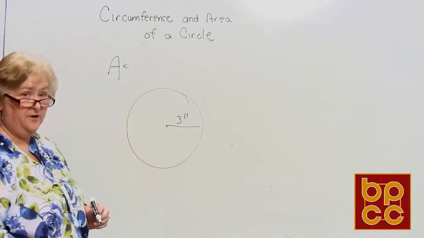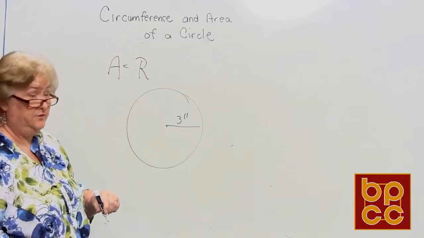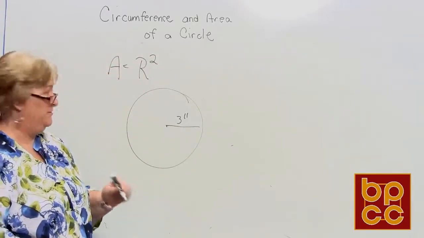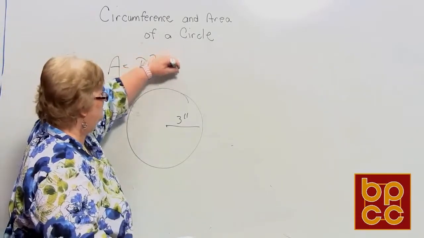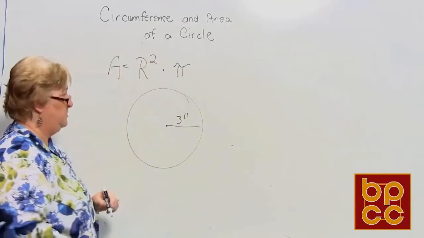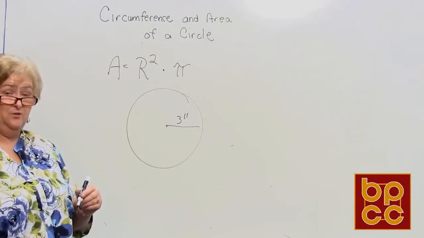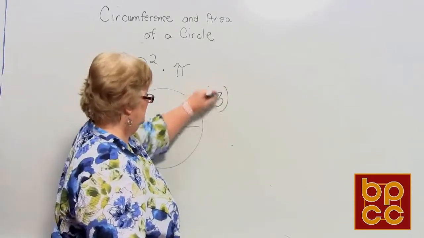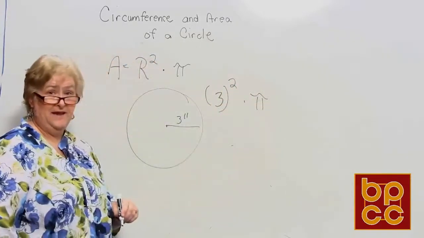So area here is going to be, this time I do want the radius, and I want the radius squared. That's not double, that's squared. We'll talk about that. Radius squared times pi, okay? So in this particular case, I need to take the radius, which is 3, and I need to square it before I multiply by pi.